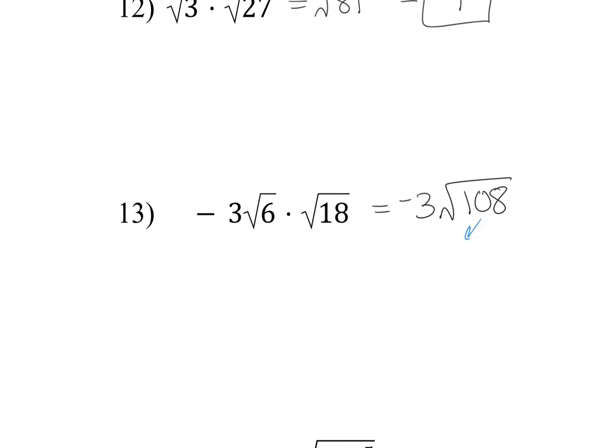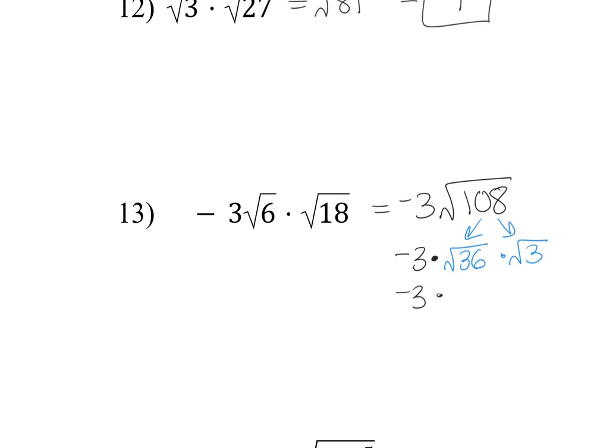We've simplified 108 before. We did that the first day. We saw that 36 could divide it. And when you divide 108 by 36, we get 3. So it's allowed to be separated into square root of 36 times square root of 3, because it's still equal to the same thing. I still have that negative 3 being multiplied on the outside.